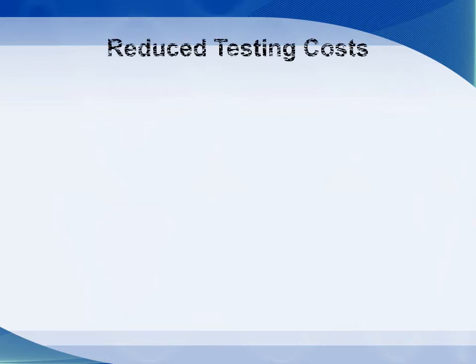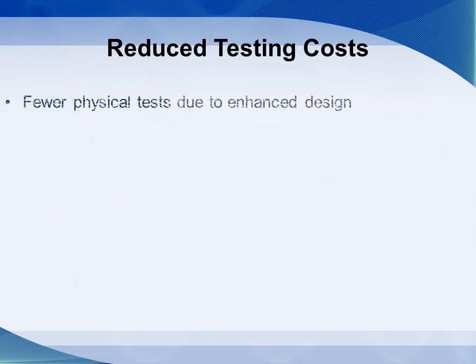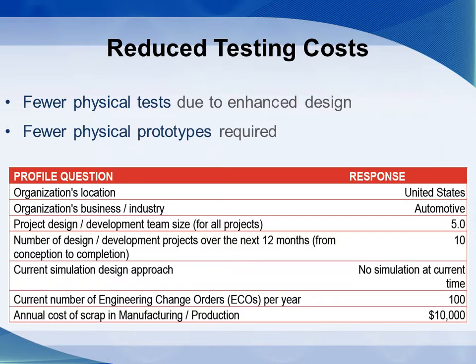The second key component to design analysis transforming the automotive industry is the ability to reduce testing costs. Testing costs are reduced when fewer physical tests are needed due to enhanced design abilities and fewer physical prototypes are required. To show how much design analysis can save, we utilized a program to calculate the potential savings. This chart shows our figures.